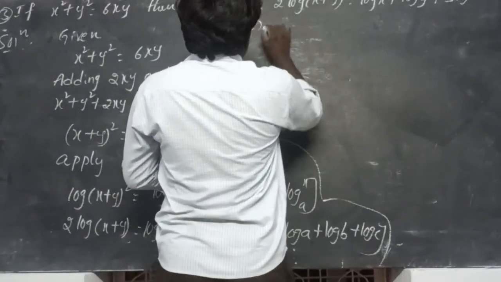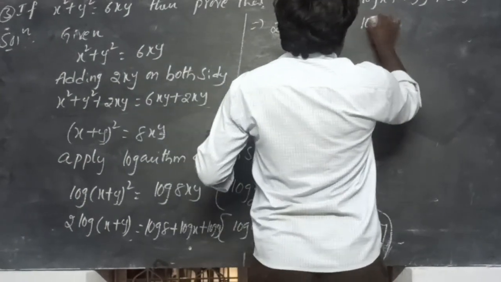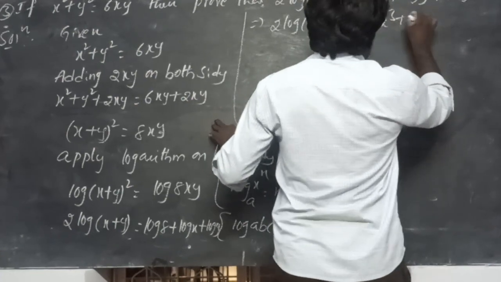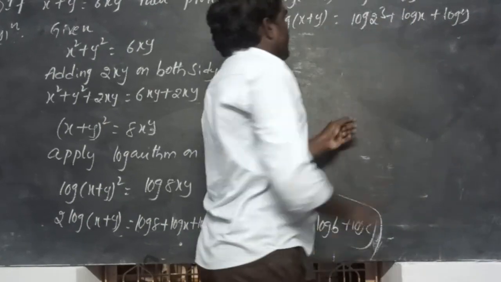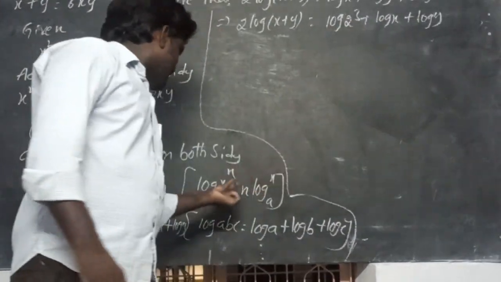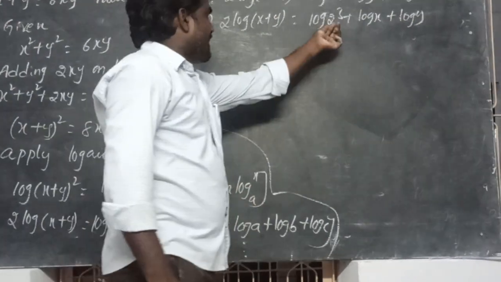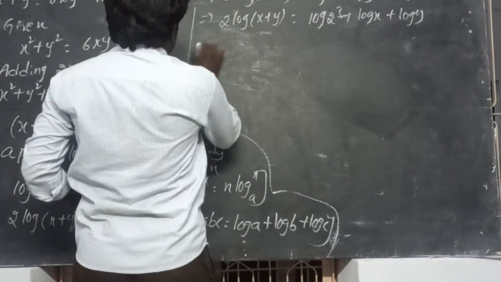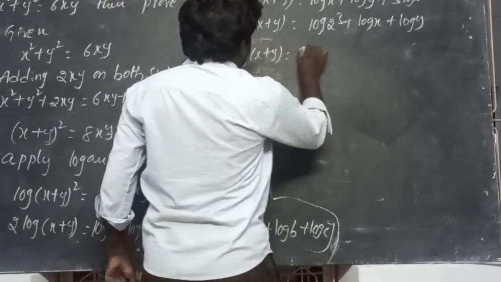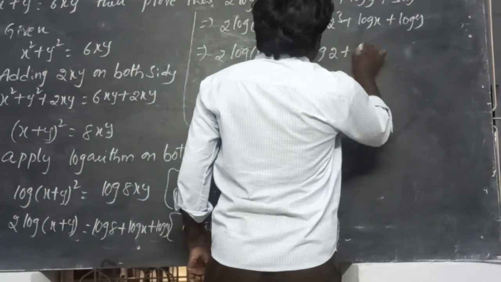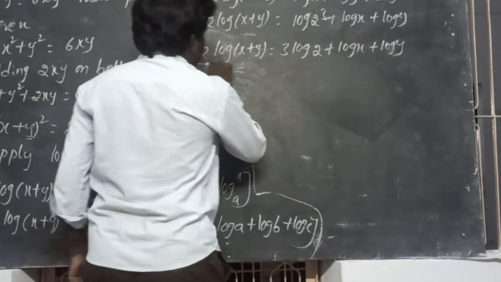So that is 2 log of x plus y is equal log 2 cube plus log x plus log y. In this term we can apply the formula log x power n base a formula, that is n log x base a. Then we can get 3 log 2. So that is 2 log of x plus y is equal 3 log 2 plus log x plus log y. So therefore hence proved.